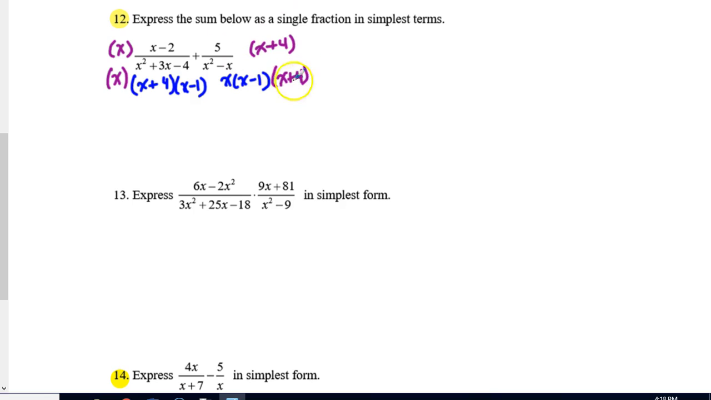Pardon my dog barking. So the denominator is going to equal what both denominators have, right? And the order doesn't really matter. So it's an x plus 4, and an x minus 1.